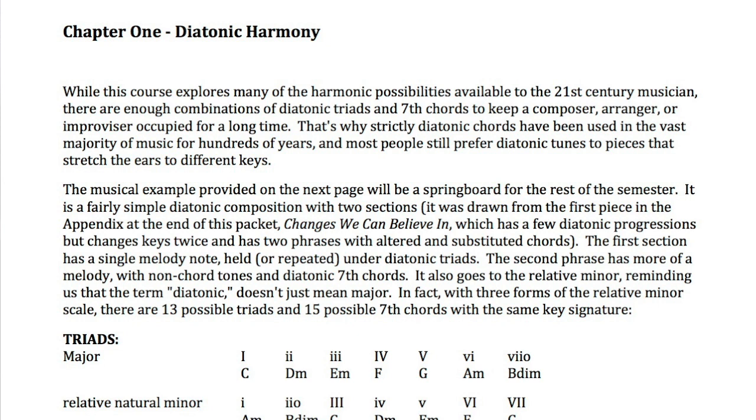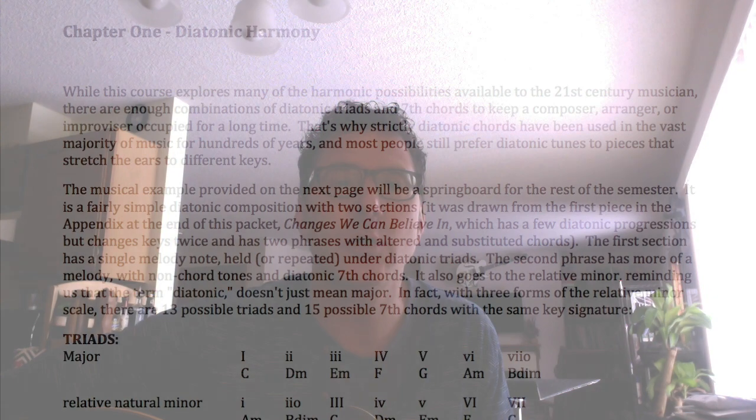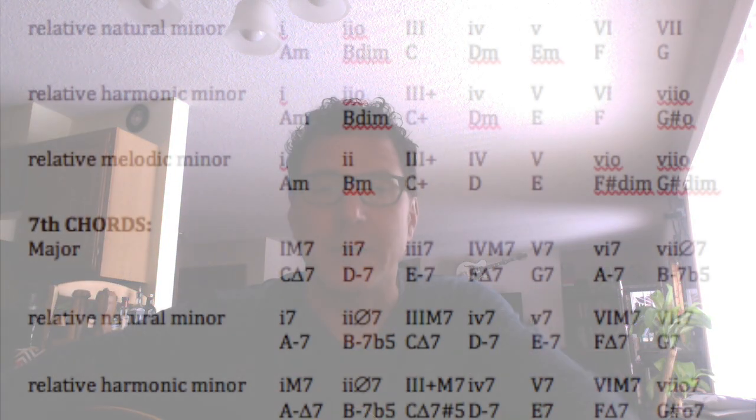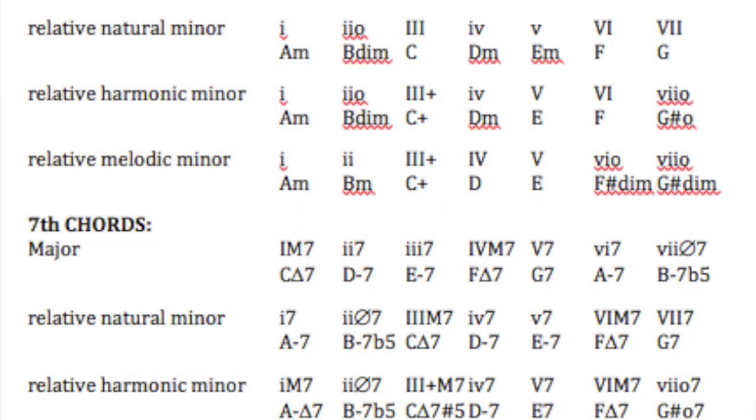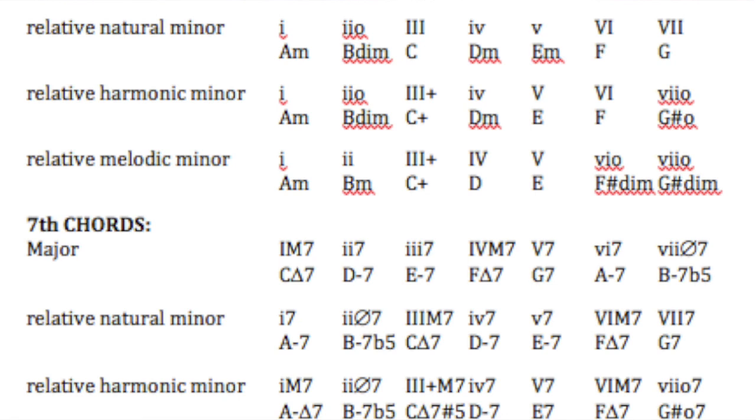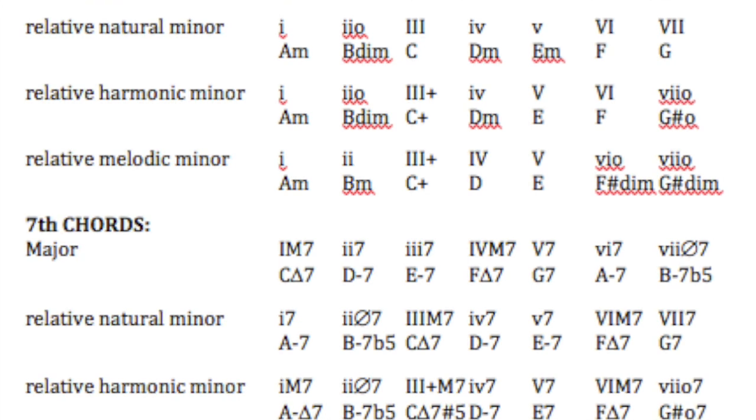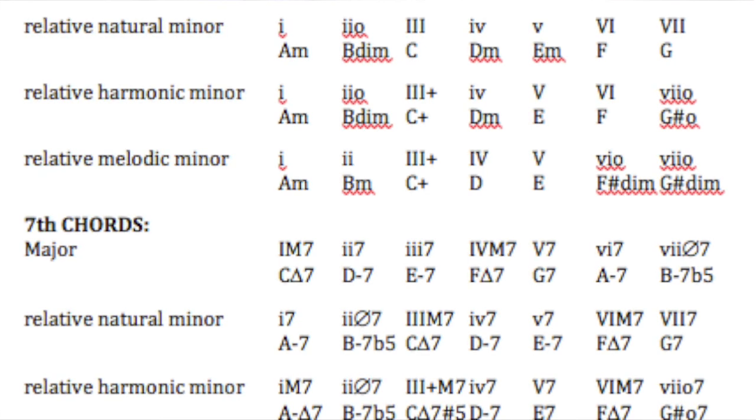Anyway, the musical example provided will be a springboard for the rest of the semester. That, of course, referring to Changes We Can Believe In, but the first variation will be strictly diatonic. Basically just the first half of the tune, changing the chords slightly to use completely diatonic chords, but keeping in mind that diatonic does include major and its relative minor, meaning you can choose from natural minor, harmonic minor, or melodic minor, so you get more variety of chords possible when you're writing in a minor key, because the 5 chord in a minor key can be minor or it can be major.